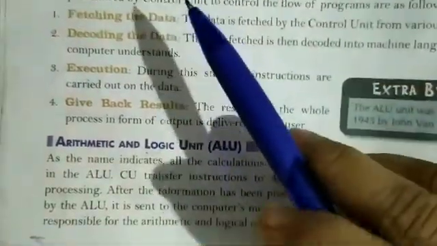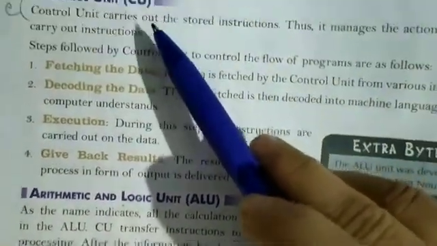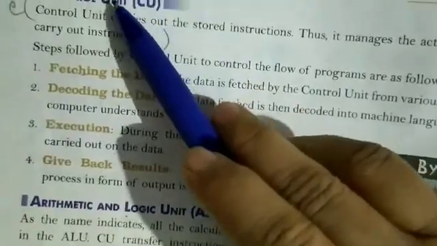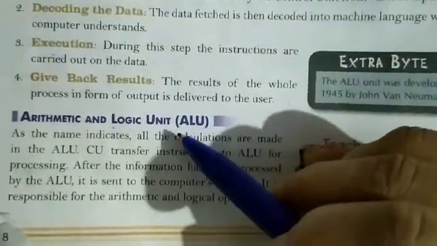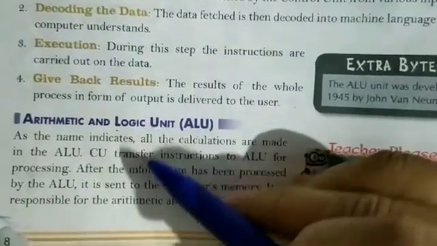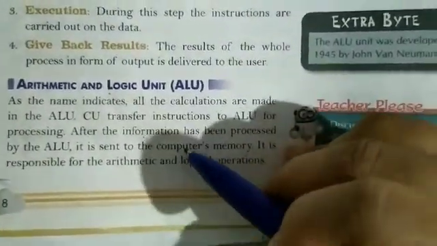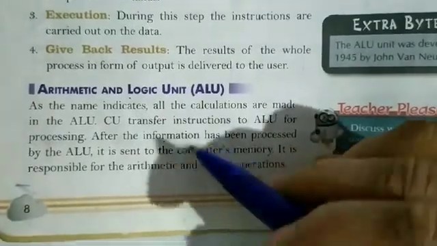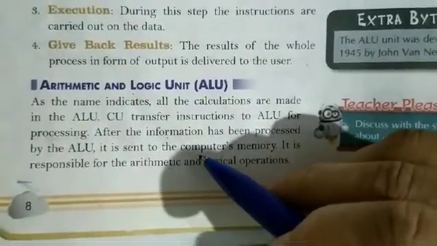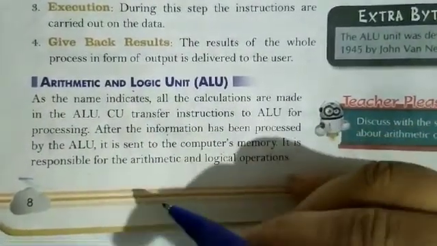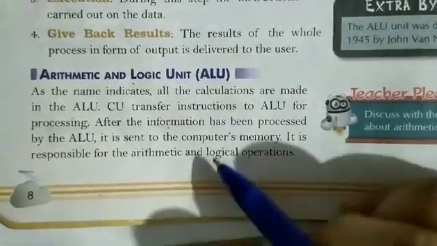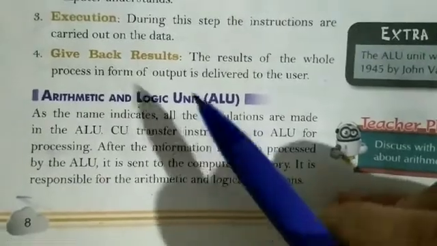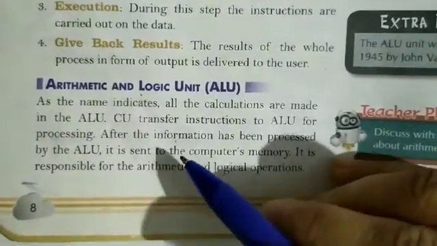CU, which we have discussed as one of the parts of the CPU, transfers instructions to ALU for processing, and after the information has been processed by the ALU, it is then sent to the computer's memory, and ALU is responsible for doing arithmetic and logical operations.